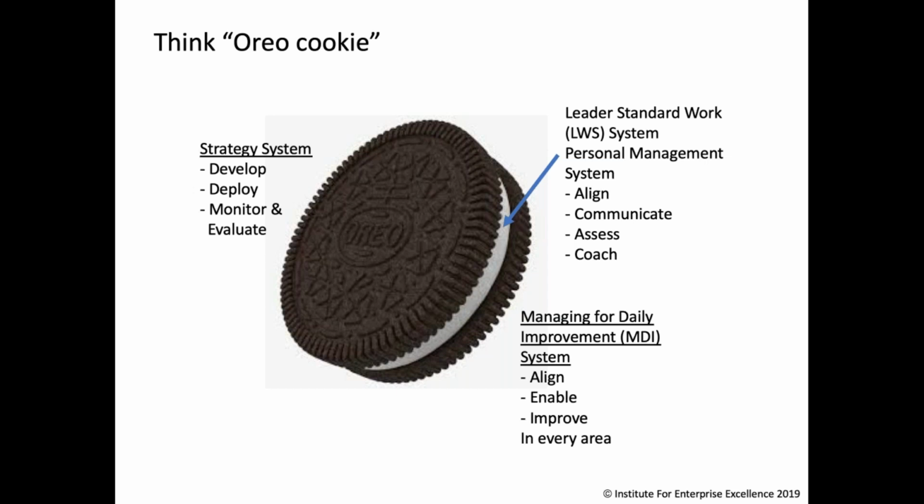So that filling in the middle, think about that as the leader standard work. What connects the two? How does leadership have a routine that they're attending to every day, every week, to try to continuously connect between strategy and managing for daily improvement? And I just put in some bullet points there as far as what they are doing.